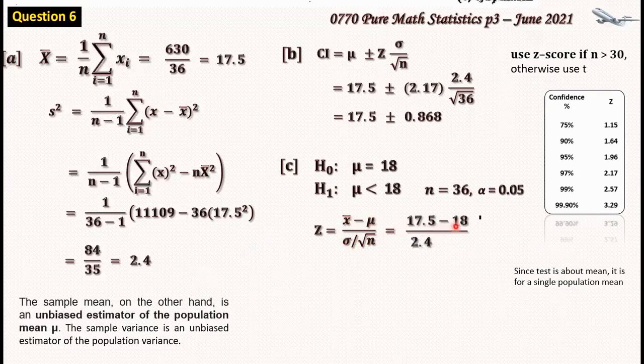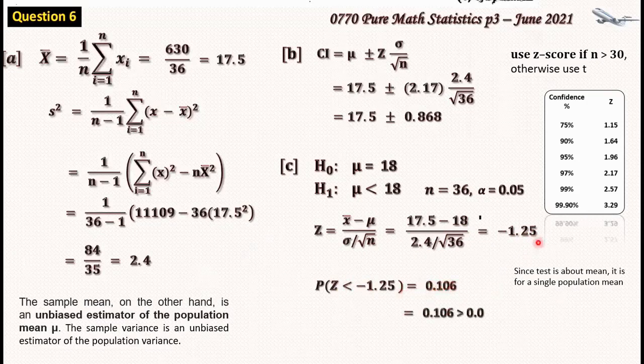So we have 17.5 minus 18 on 2.4 root 36. What does this give us? Minus 1.25. So the probability of Z less than minus 1.25 is equal to 0.106. Now, is this value greater than 0.05? Because we are testing at the 0.05 level. So this value is greater than 0.05.